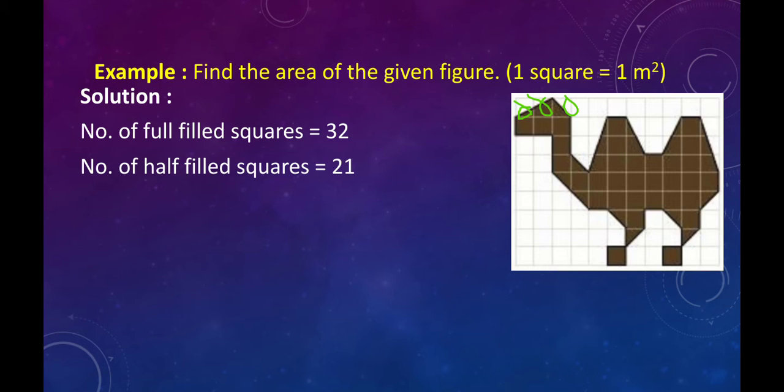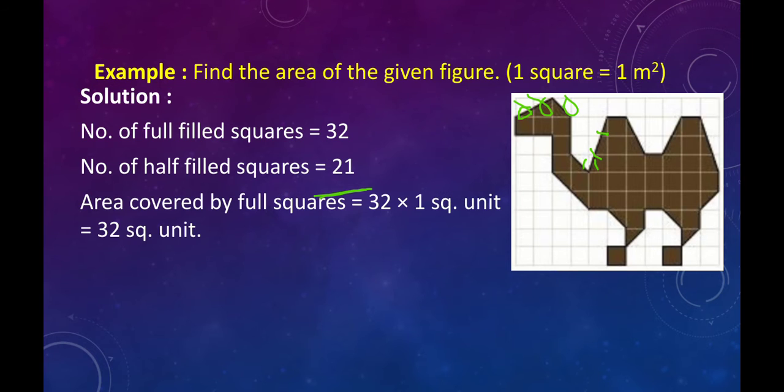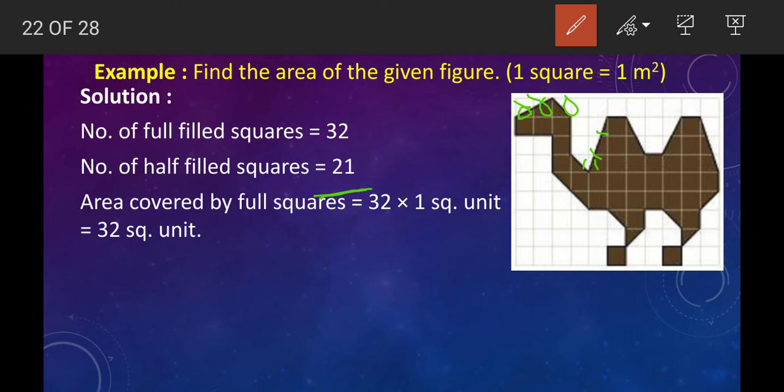If we count the number of half filled squares, like there are 3 here, then it is 4, 5, 6, 7. In this way, if we count the number of half filled squares, we will get 21. Now come to the formula for this one. Area covered by the square equals full filled squares multiplied by 1 and half filled squares, that we have to multiply with half.